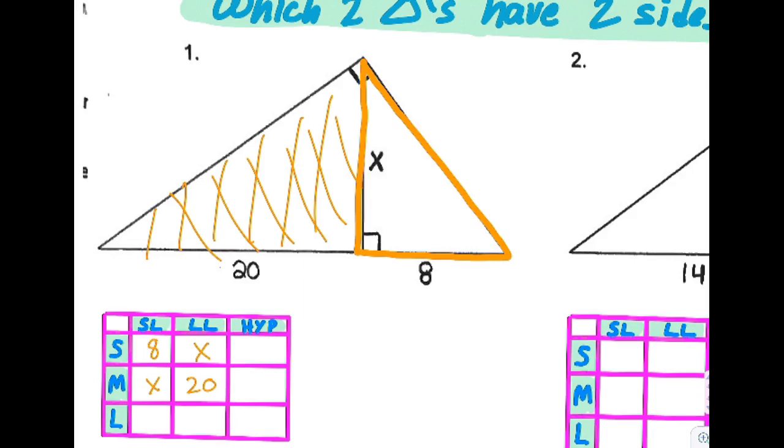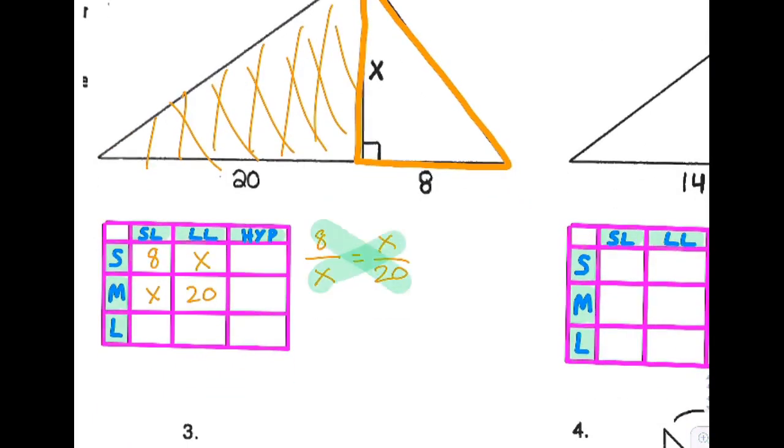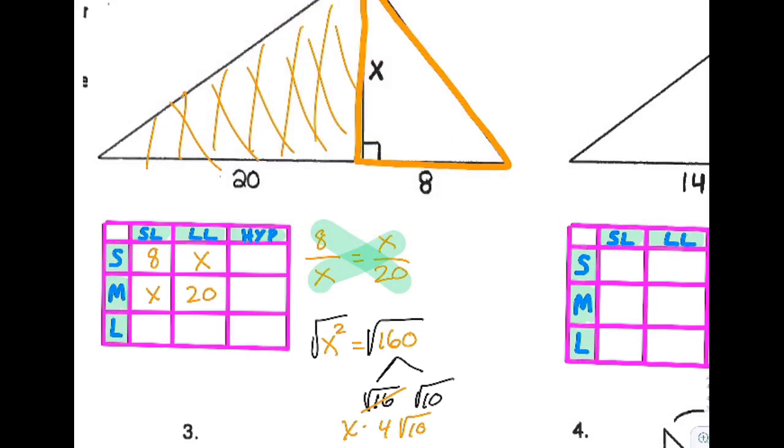We already have our block of 4, so we're ready to go. 8 over x equals x over 20. I'm going to cross multiply, and I have x squared equals 160. This one's a little bit tricky at first, but think about it. Anything times 10 just adds a 0, and we know that 16 is a perfect square. So 16 times 10 is 160. Square root of 16 is 4. So we have x equals 4 radical 10.